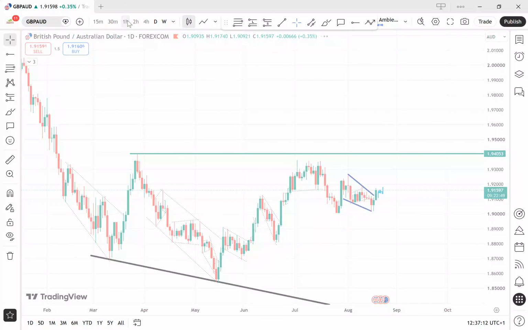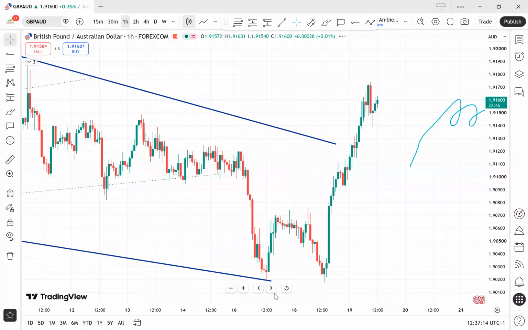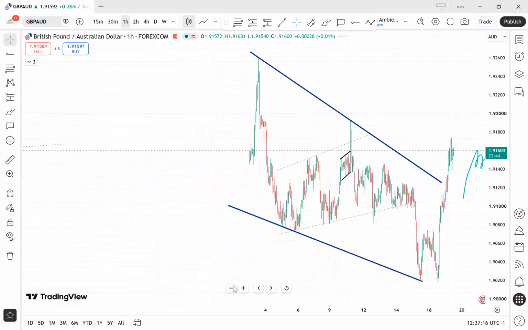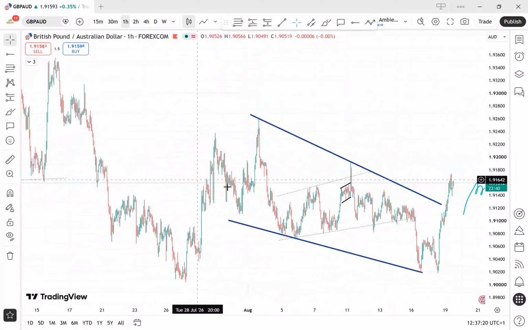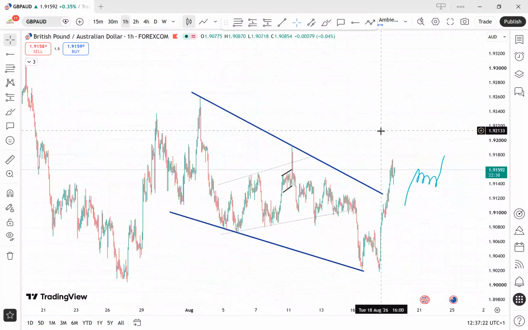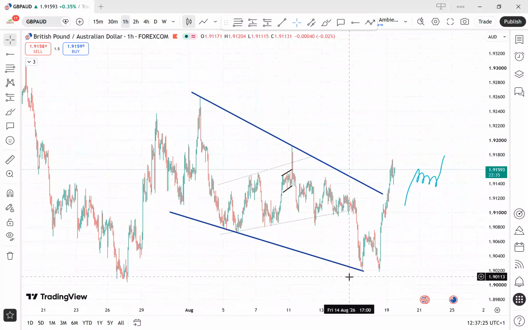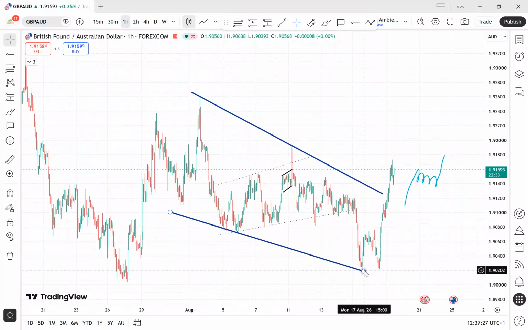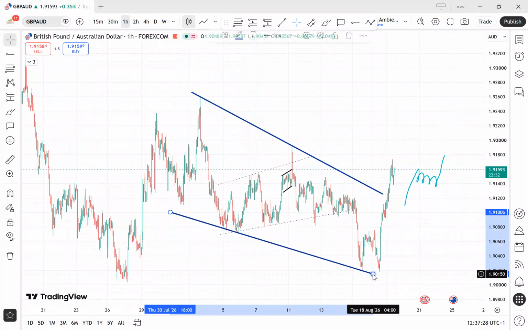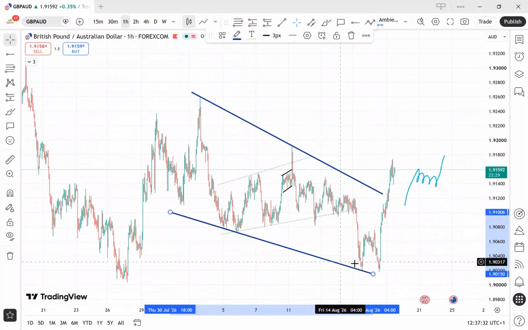Going down to the mid time frame to see what's happening here, as you can see, we have the bullish impulse right here, and we have this bullish continuation structure. So the price reversed right at the base of this bullish continuation structure. We have a double bottom right here, and the price impulsed out, broke out of the structure.